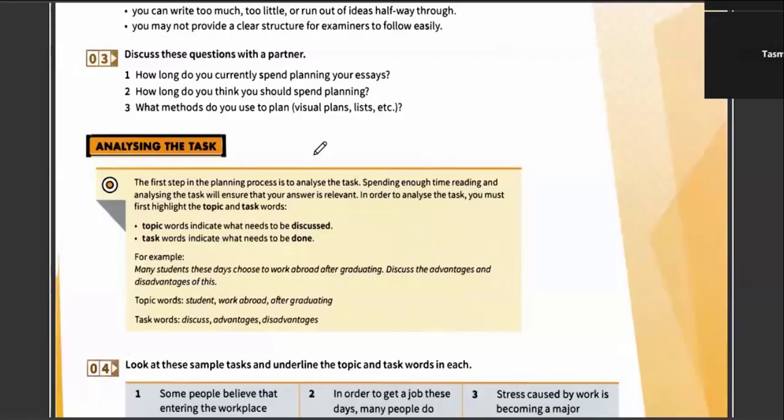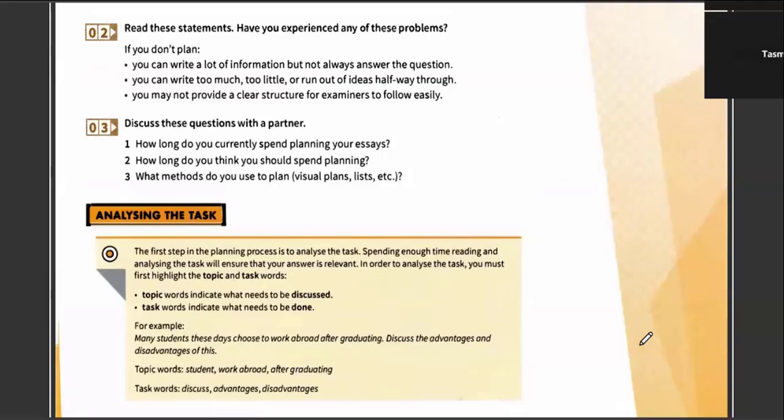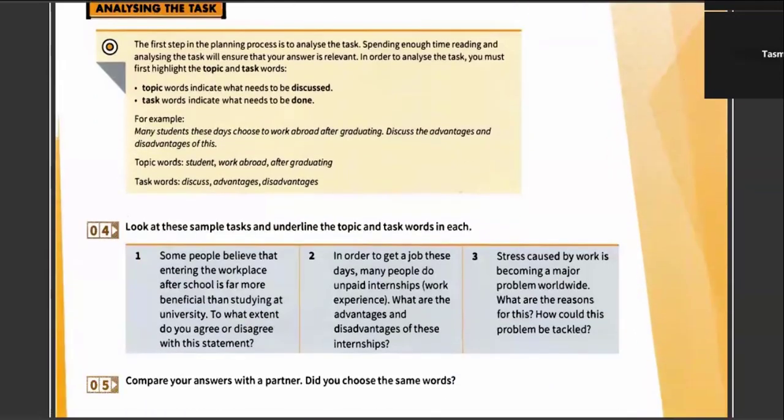So now that we know how we should plan our answer, let's move on to how we can analyze the task that has been given to us and how we should pick up the main words, main topic and main idea from where we should generate the ideas in our head. Okay, so let's see. The first step in the planning process is to analyze the task. Now that we know how to plan, we'll get into more detailed planning.